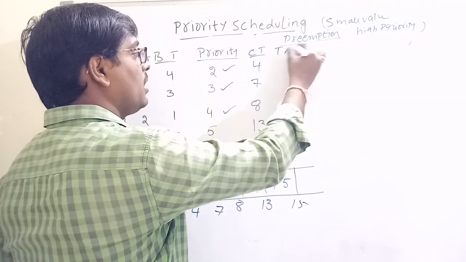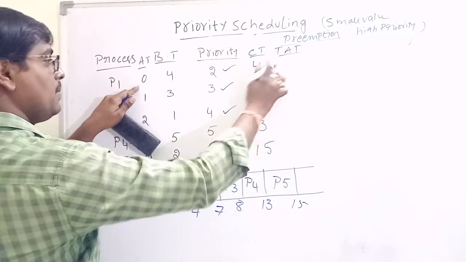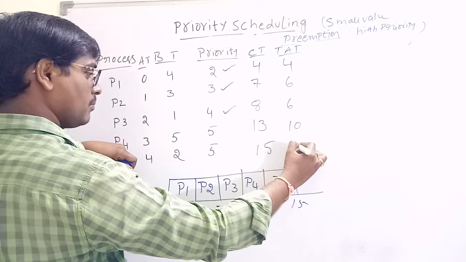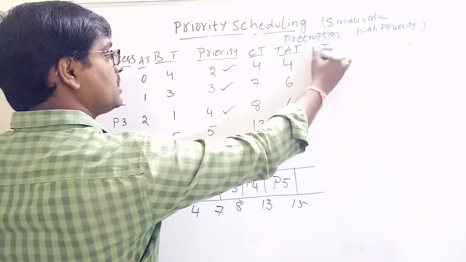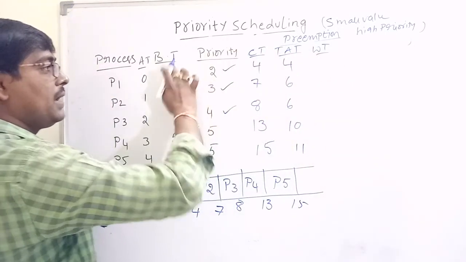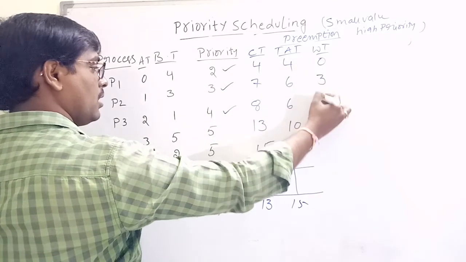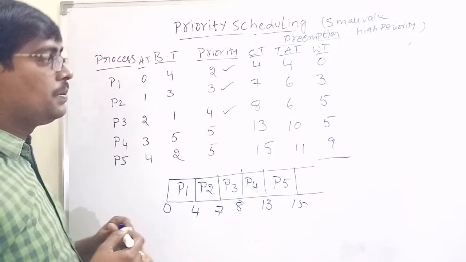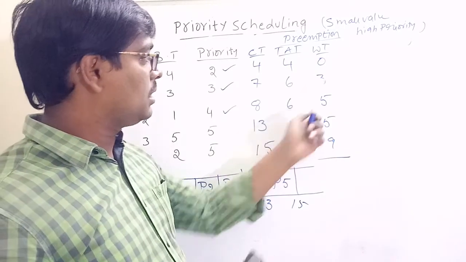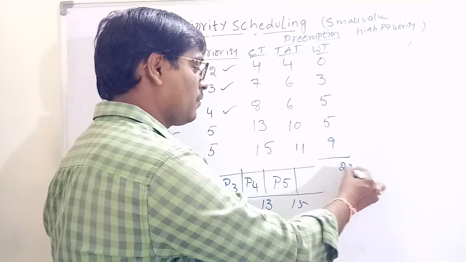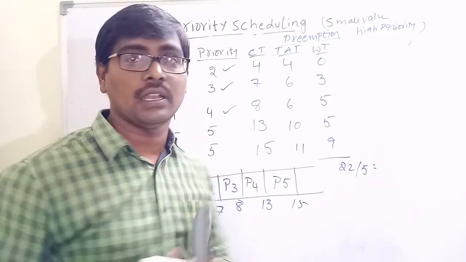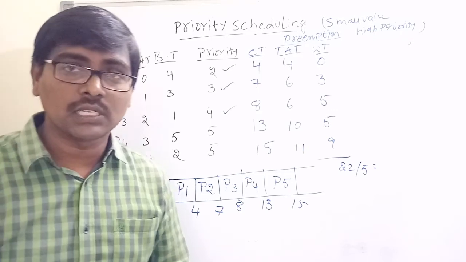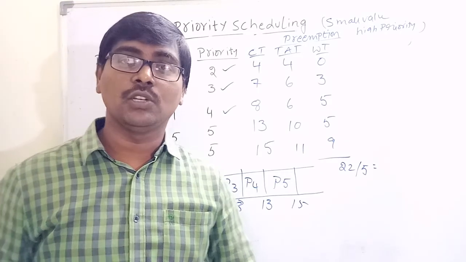Turnaround time is equal to completion time minus arrival time. Waiting time is equal to turnaround time minus burst time. Okay. Simply 19 plus 3, 22. 22 by 5. This is the average waiting time. Okay. In the next session, we will discuss the round robin scheduling algorithm.